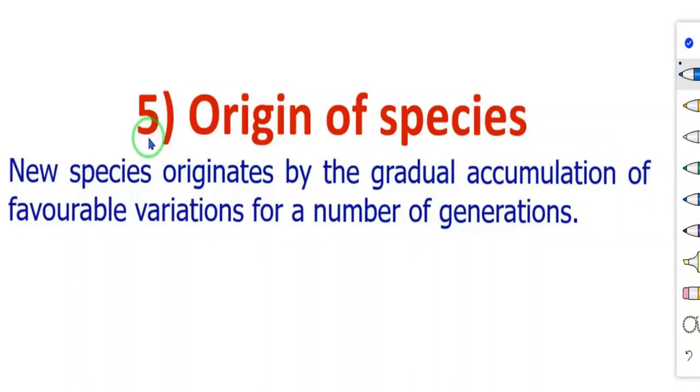The last principle is origin of species. New species originates by the gradual accumulation of favorable variations for a number of generations. Not sudden accumulation, but gradual, slow accumulation. From one generation it passes on to the next generation, like that, over a number of generations.